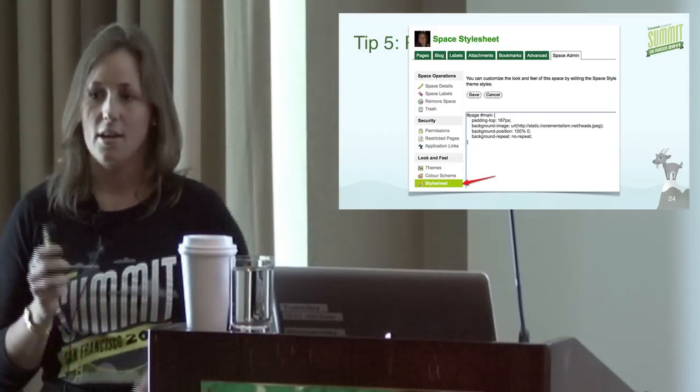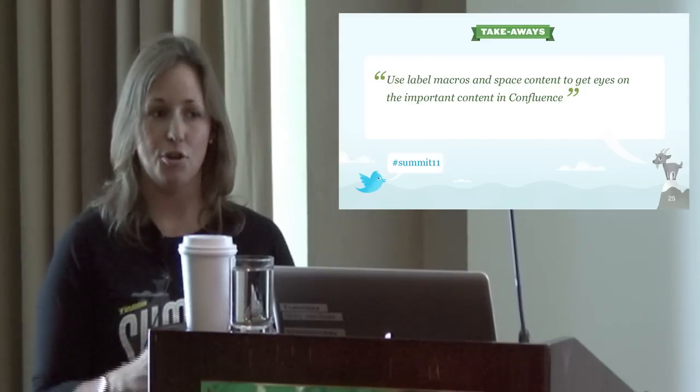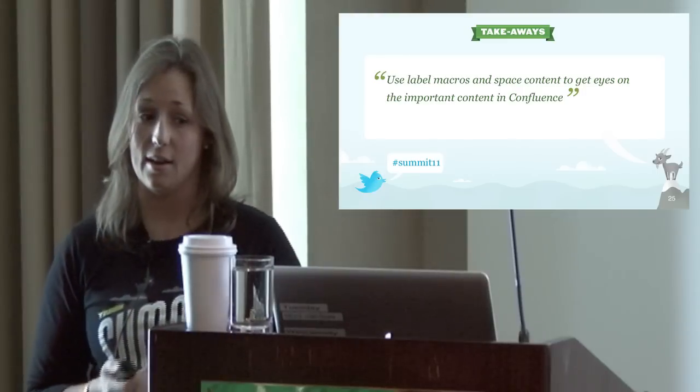So the takeaway here: using things like label macros, using things like space content, you can help get eyes on new, exciting, dynamic, and important content in Confluence.